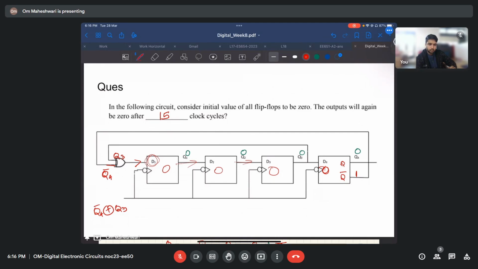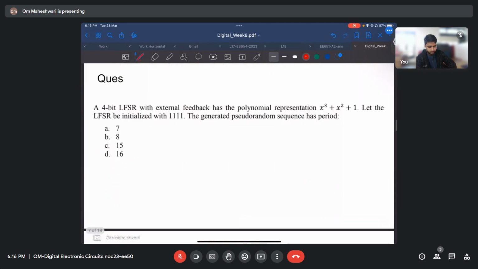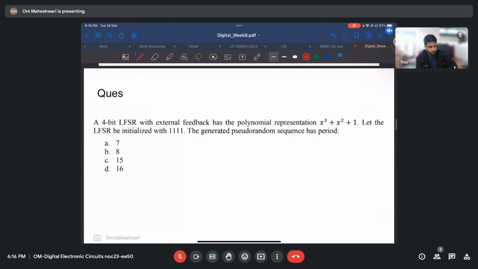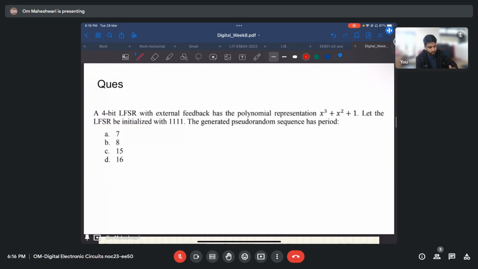So now let us see the next question. A 4-bit LFSR with external feedback has the polynomial representation x cubed plus x squared plus 1. Let the LFSR be initialized with 1111. The generated pseudo random sequence has period question mark.